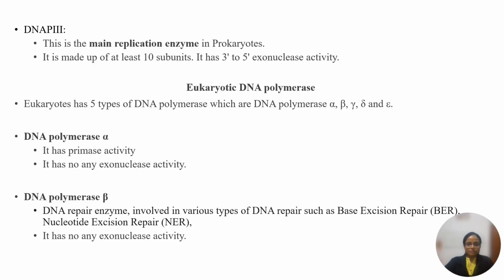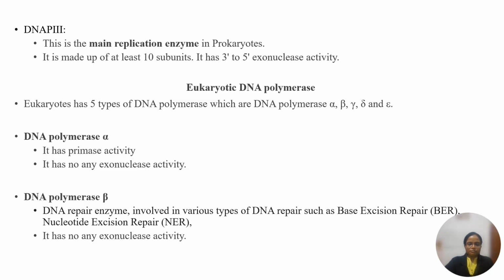When it starts, it makes the RNA primers, which is required for the replication process to start. Not only it makes the primer, it also gives a little bit of extension to the RNA primer, which is then taken over by the main DNA polymerase enzyme, which is delta or epsilon.